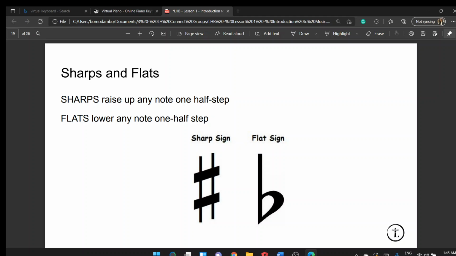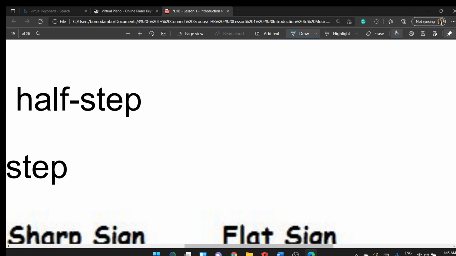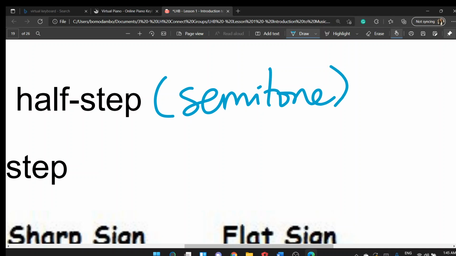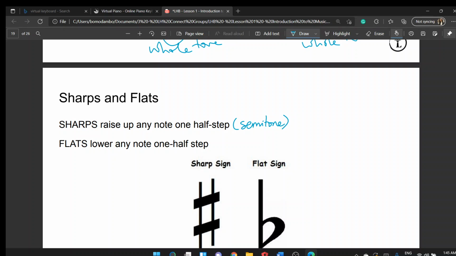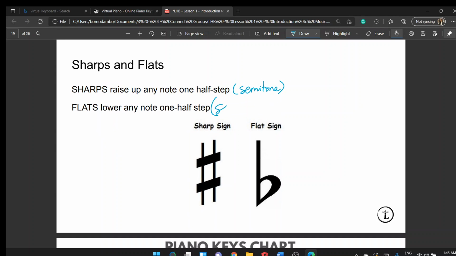So now talking about sharps and flats. What are sharps and flats? Sharps raise up any notes by one half step, or semitone. This is just a musical notation. And flats lower any notes by one half step or semitone.